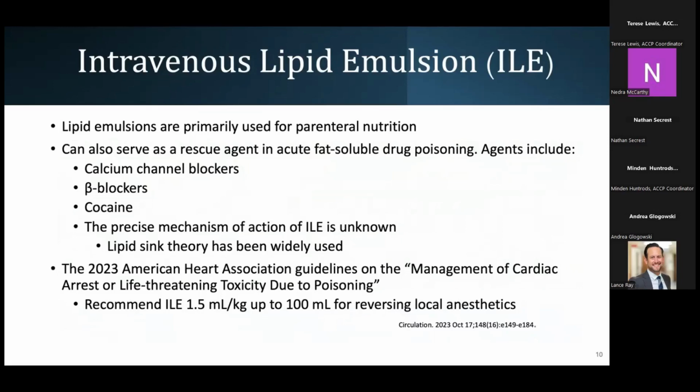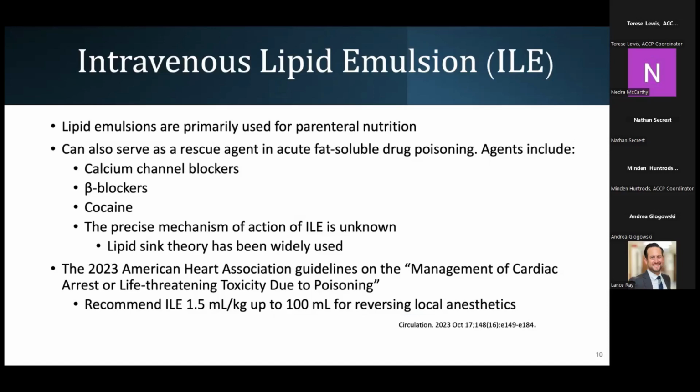But in addition to that, intravenous lipid emulsion has been used as a rescue agent in acute fat-soluble drug poisoning, such as poisoning with calcium channel blockers, overdose with beta blockers, or in cocaine. The precise mechanism of intravenous lipid emulsion is really unknown, but there has been a theory behind how it's able to arrest toxicity of lipophilic medications. And this theory is known as the lipid sink theory.